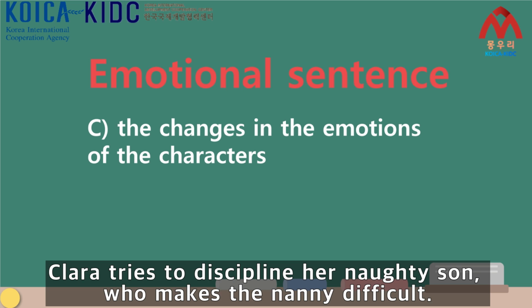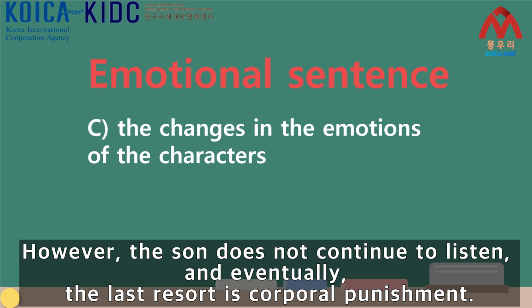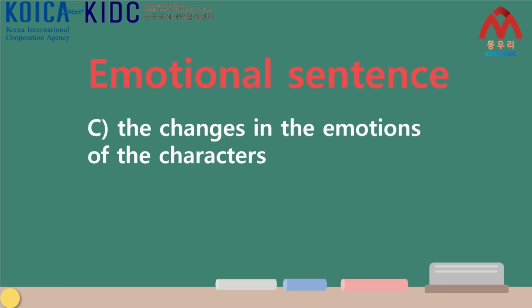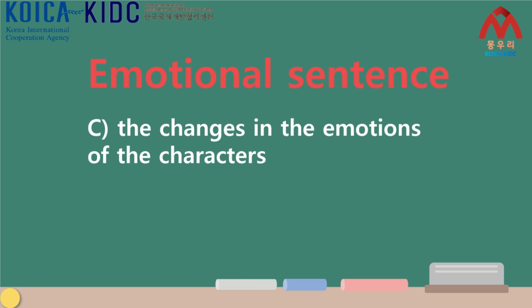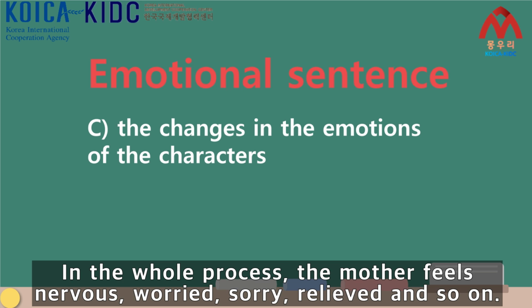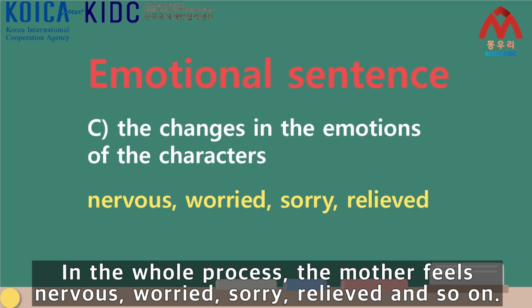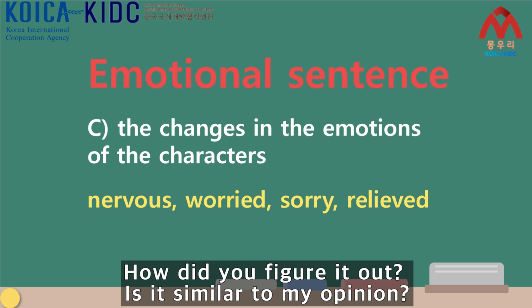Clara tries to discipline her naughty son, who makes the nanny's work difficult. However, the son does not continue to listen, and eventually the last resort is corporal punishment. John, who was punished for the first time in his life, at last obeys his mother. In the whole process, the mother feels nervous, worried, sorry, relieved, and so on. How did you figure it out? Is it similar to my opinion?